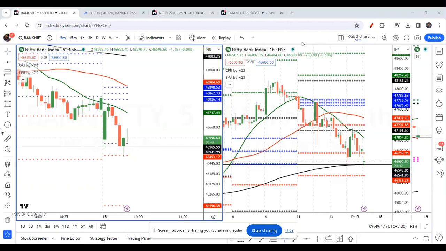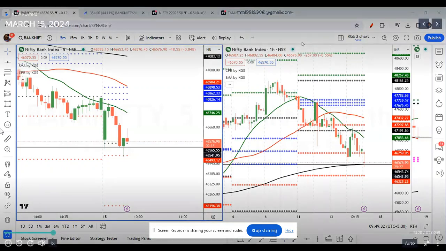So there are students from the Colombo Stock Exchange. I have many students in Sri Lanka also. So they are also applying our strategies in the Sri Lankan market. I have lots of students.